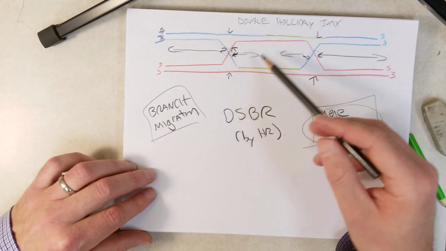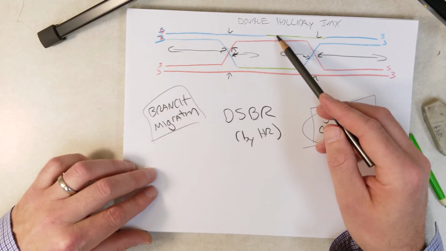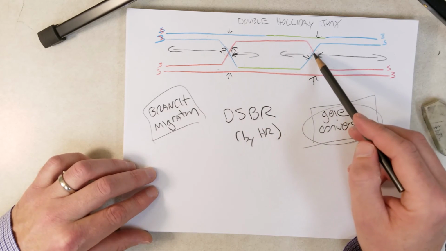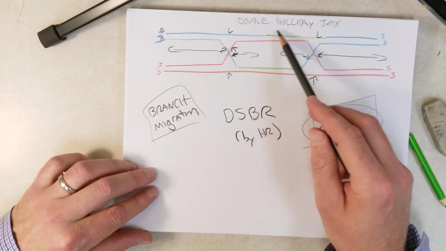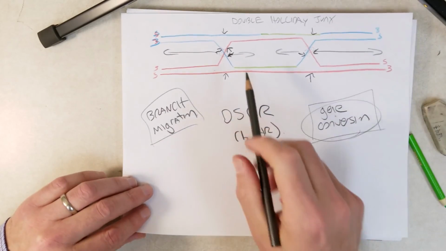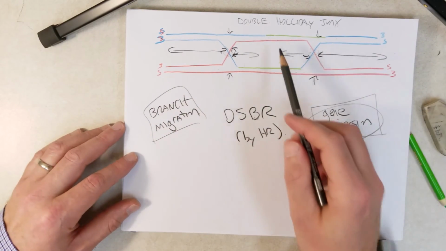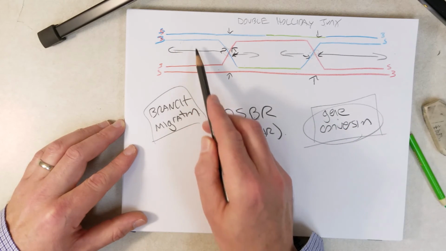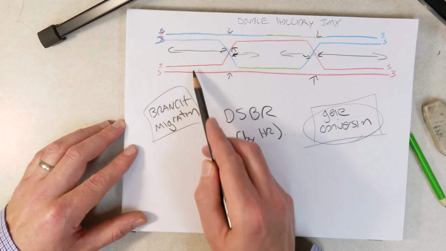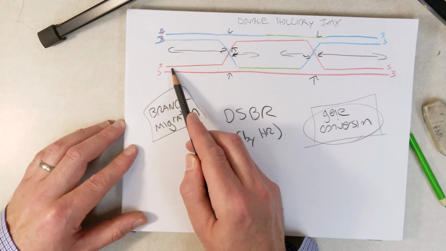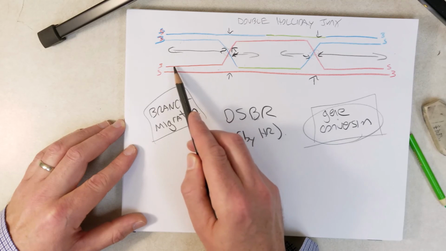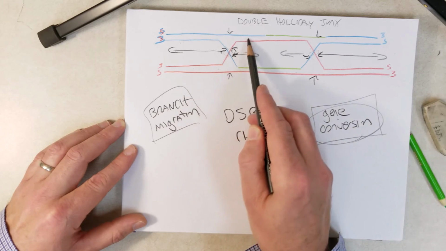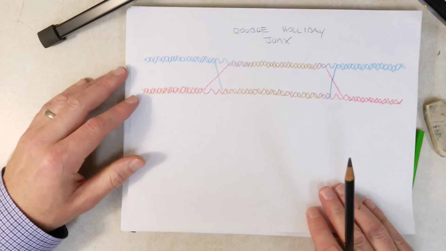So one of the things I wanted you to think about is, why is it so hard to resolve a double Holliday junction? Well, part of the reason is the way we traditionally diagram these things, with just lines on top of one another. But when you think about it, this is DNA, and DNA is a double helix, right? So these strands are wound around each other. This is probably a better diagram right here.